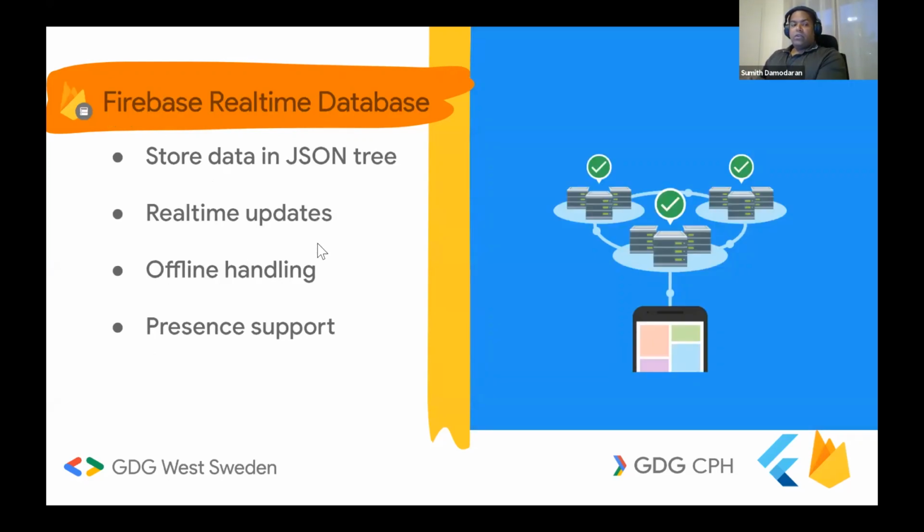Just like Cloud Firestore, Firebase also provides another database type, which is the Firebase Realtime Database. It stores the data in a JSON tree. It's a very quick and dirty way of getting the data onto Firebase. It handles real-time updates, and also, just like Cloud Firestore, it handles offline. You can use it to be closer to the user. So if the user is in Europe, it supports presence, so it can see where the user is coming from, give them the closest service, and then do replication.